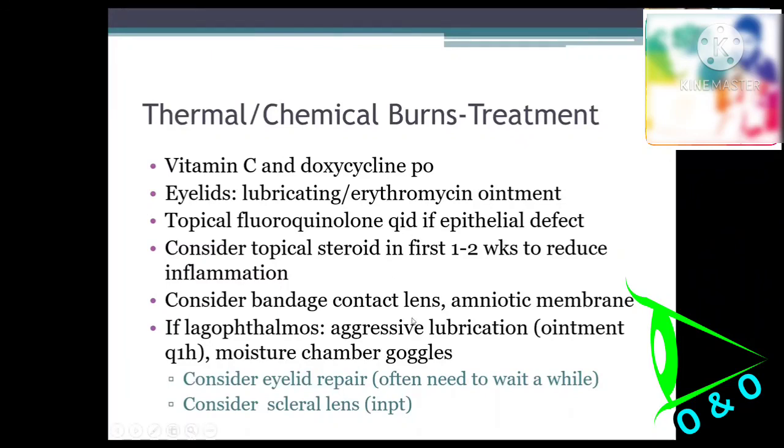Doxycycline can help counteract any corneal thinning that may be going on because it has an anti-inflammatory effect. To the eyelids, some erythromycin ointment is good. Topical steroids if there's a corneal epithelial defect, fluoroquinolone, or consider a topical steroid in the first 1 to 2 weeks to reduce inflammation. Might consider a bandage contact lens or amniotic membrane.